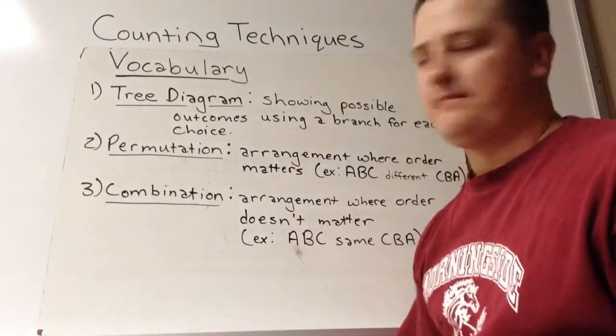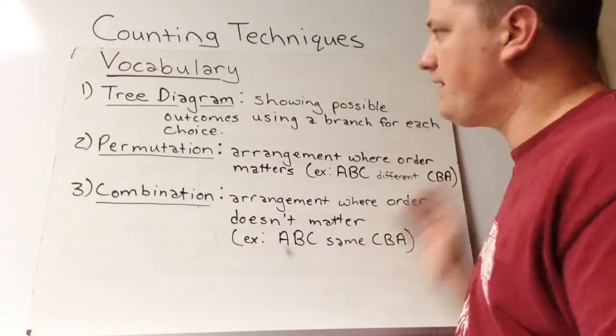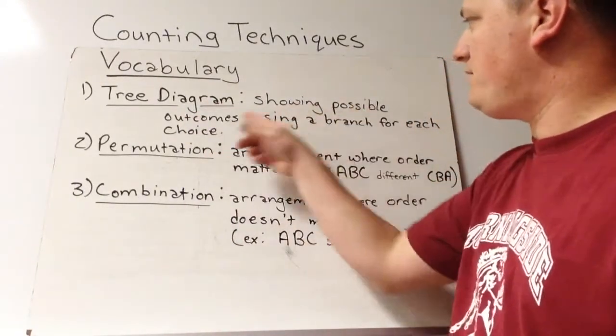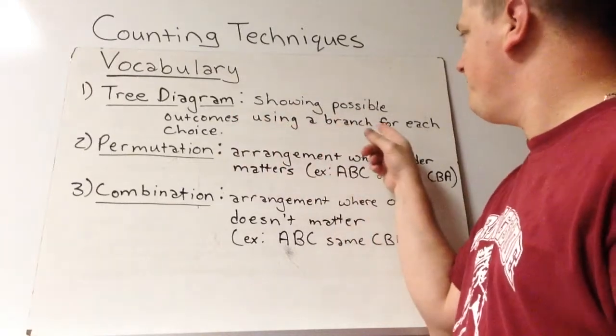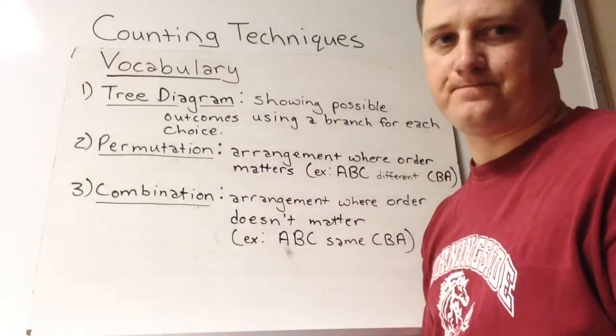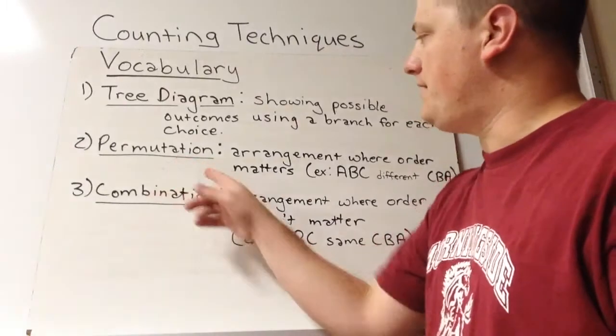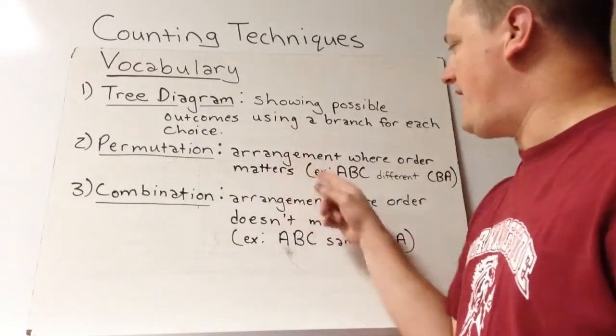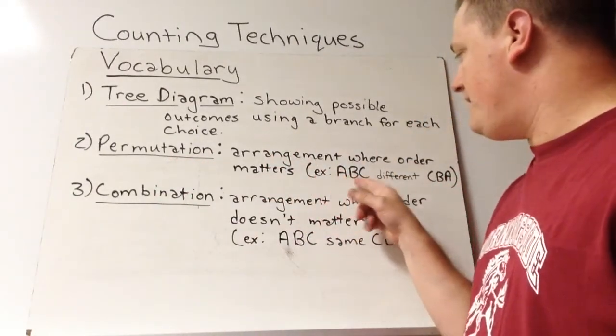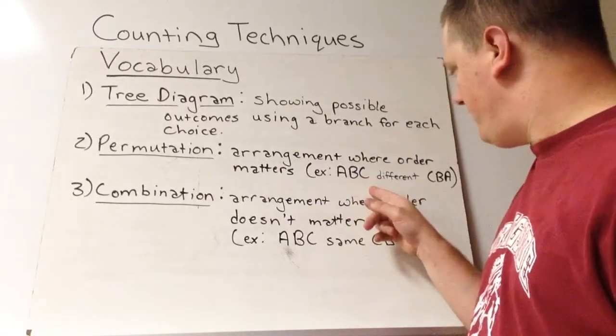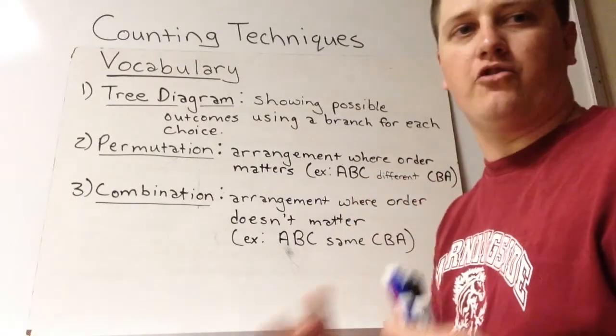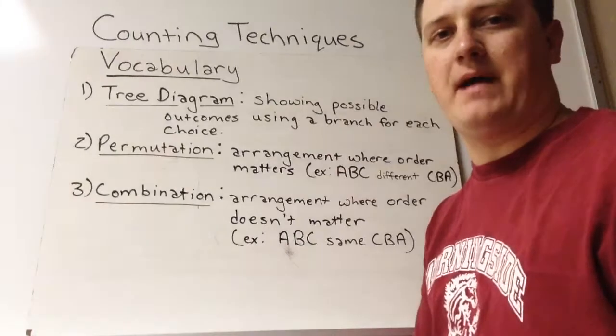Our vocabulary: tree diagram, showing possible outcomes using a branch for each choice. Permutation, arrangement where order matters. So A, B, C is different than C, B, A. So when you pick something actually matters here.